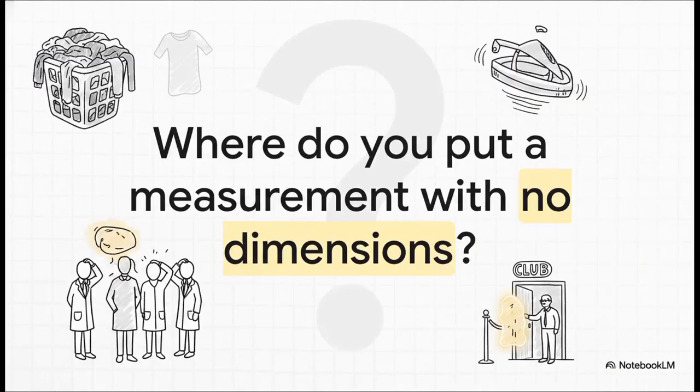Imagine trying to sort your laundry, right? But one item has no color, no fabric, and takes up zero physical space. Where exactly do you put it? That is precisely the headache scientists faced. How do we categorize a measurement that clearly exists, is incredibly useful, but entirely lacks physical mass or length? It's a puzzle that actually forced the International System of Units to create an entirely new, almost secret club for a while.